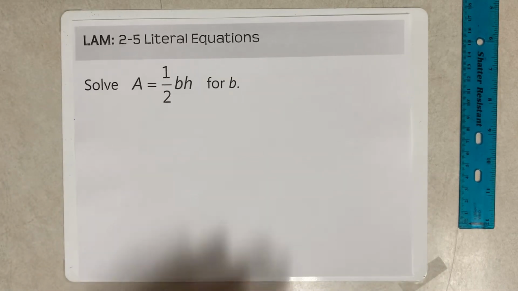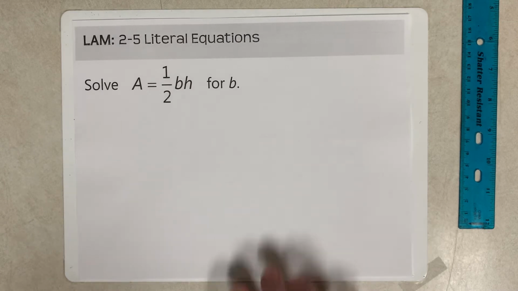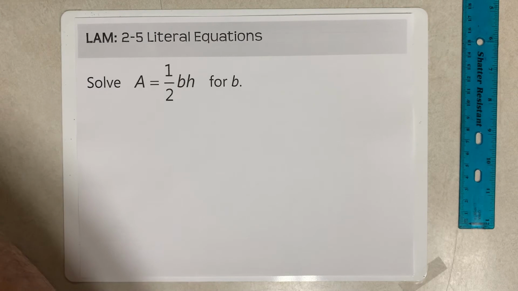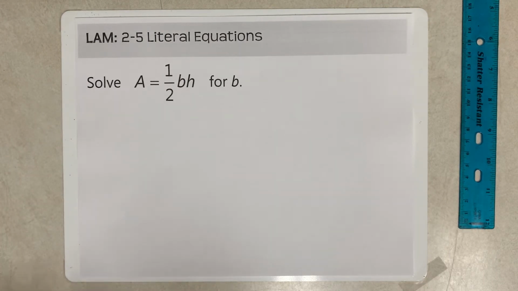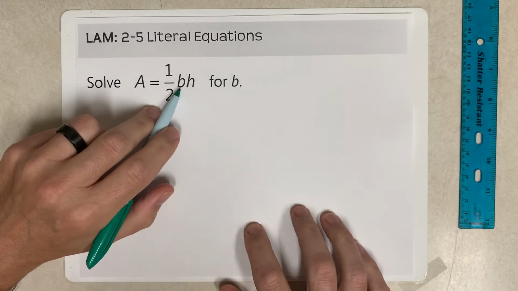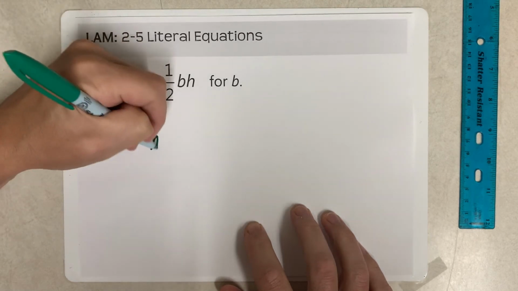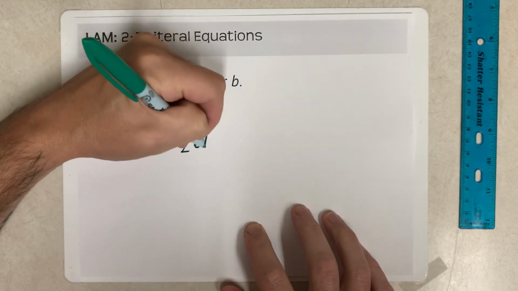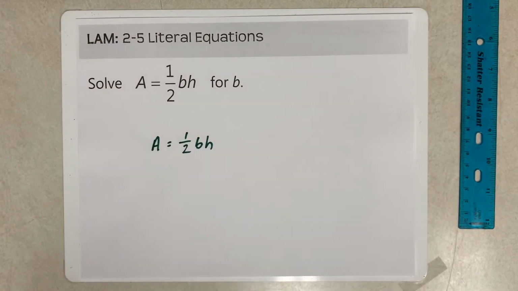All right, so here we have an equation that looks like the area of a triangle. And so let's kind of shift markers here for a second. And I want to solve this one for the base of the triangle. So I have A is equal to 1/2 BH. What I probably want to do here is I want to get rid of that 1/2 first.